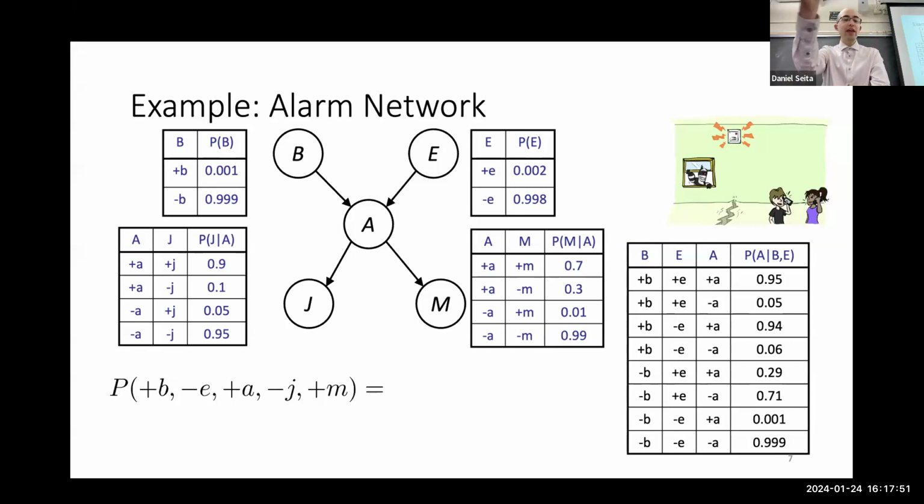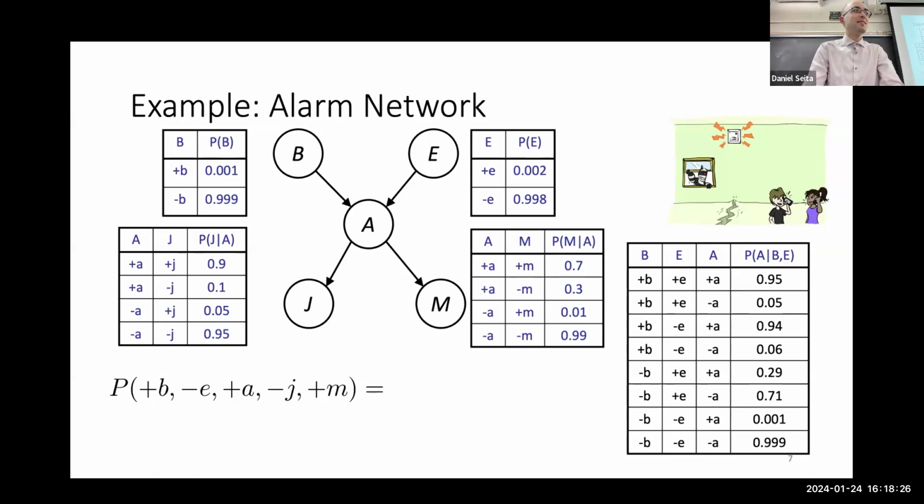And while you're thinking about that, here's another question just to make sure you understand the table. If you look at the table with A and J and the probability of J given A, then why do the numbers here not sum to one? There are four numbers, but they don't sum to one. Why is that? So it doesn't sum to one. Why?